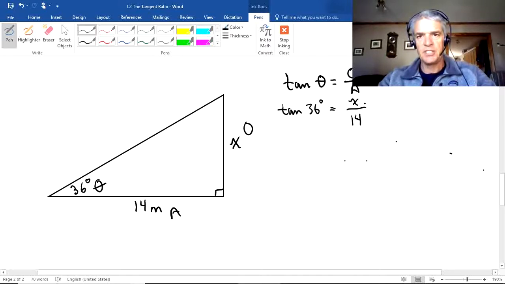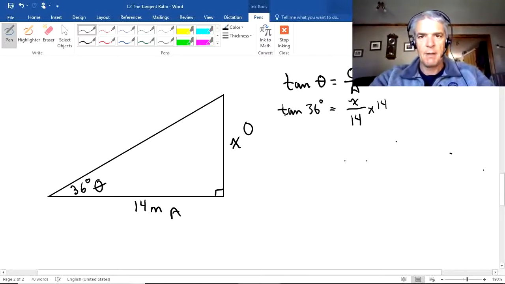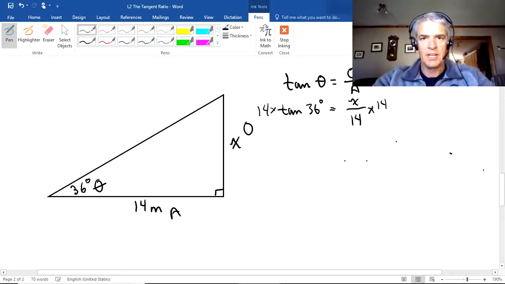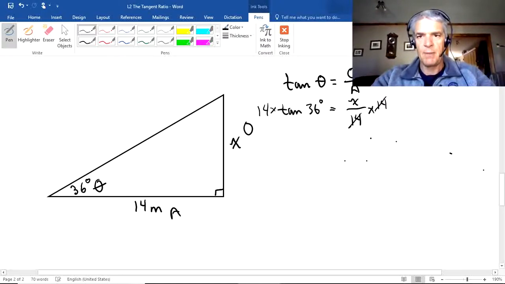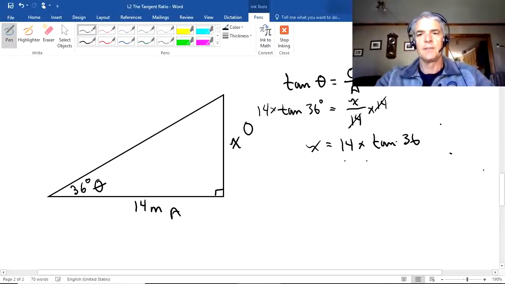I don't need to switch these two x's on the top. I just need to multiply these two together. Think of it this way. If I multiply this side by 14 and this side by 14, these two cancel to give me 1. And I'm left with x equals this. So x equals 14 times tan 36. And that really is an easier calculation than what we were doing before.